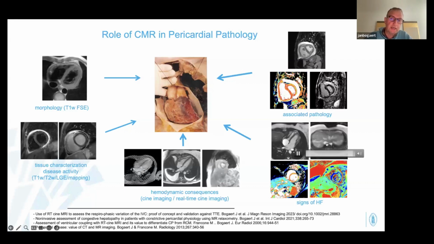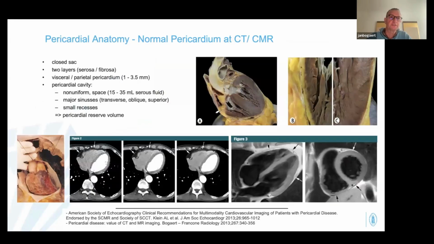What else can we do is we can use real time imaging of the IVC during inspiration, look at the caliber of the IVC and see if during inspiration there's a collapse or not. And this is also indicative of increased right filling pressures. So let's start with normal anatomy.